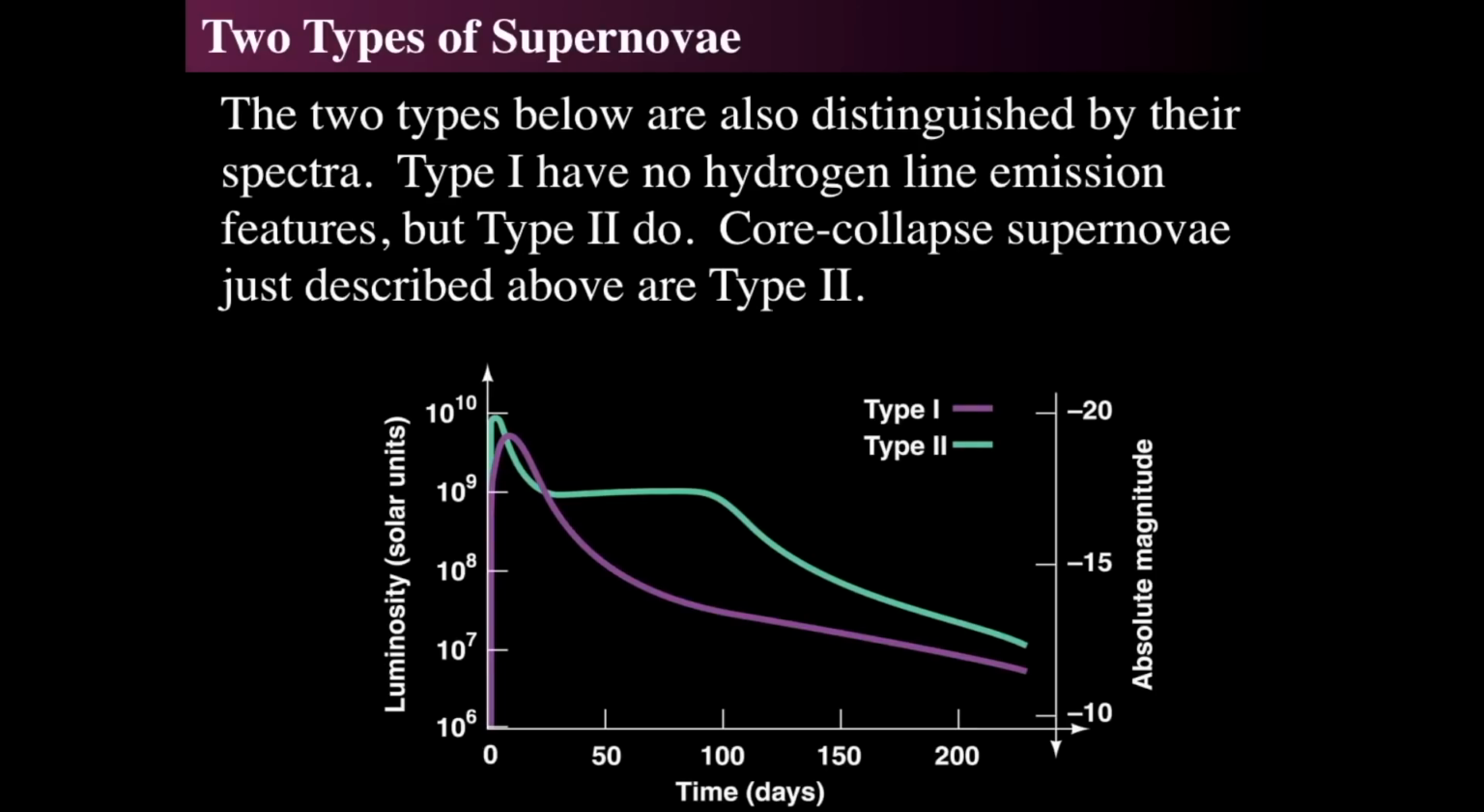meaning one just gets bright and then slowly dims, that's the Type Is. The Type IIs have a slightly different appearance to them. Type Is have no hydrogen line emission features, but Type IIs do. And that makes sense that a Type II supernova would have a lot of hydrogen line emission. Remember, hot hydrogen gas happens because it gets really hot, right?